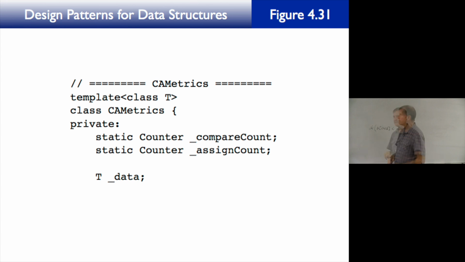Yeah. No, in figure 4.31, when it says template class T, class CAMetrics, that T is going to be double. Okay. Because look what it says. It says T underscore data. So that's like saying double underscore data. So that's like saying the data attribute of a CAMetric is a double.